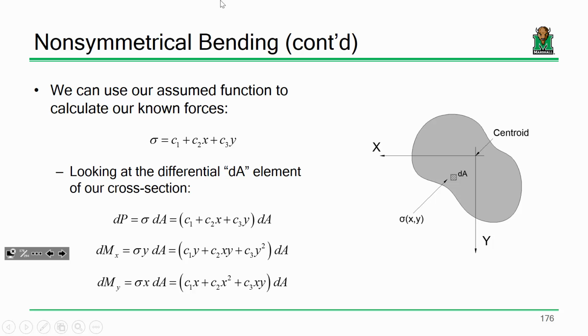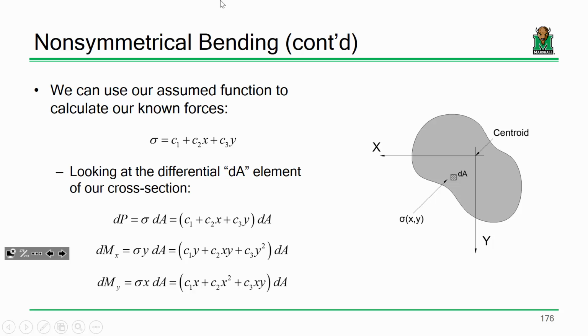So this is going to be pretty straightforward. If I'm looking at that little differential element, the force on that element is stress times the area. So the area is dA, and the stress is that C1 plus C2x plus C3y. That's the equation I've come up with. The moment about the x-axis is going to be the force times y, because how far away am I from the x-axis? I'm y away. And how far away am I from the y-axis? Well, I'm x away. Everybody see the difference between what I got here and here? I've taken this whole thing and multiplied it by y. So C1 times y, C2x times y, C3y times y. That's where I get the y squared. Everybody okay with that? Okay.